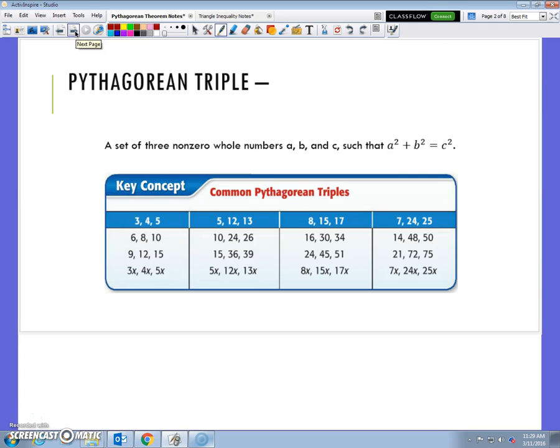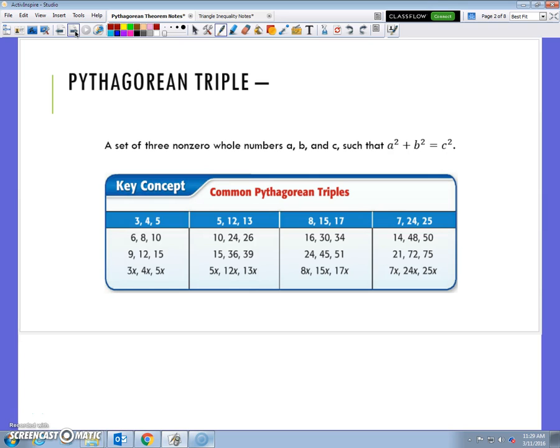The most familiar Pythagorean triples are the 3, 4, 5 and the 5, 12, 13. The ones that don't stick out near as much to me are the 8, 15, 17 and the 7, 24, 25. But this chart is just more of a reference than anything, because I know we've talked about this a little bit in the past. So any scale of 3, 4, 5 is also a perfect right triangle. It's called a Pythagorean triple.